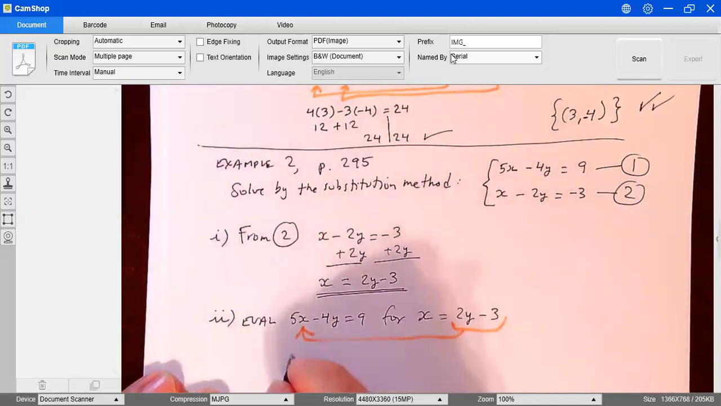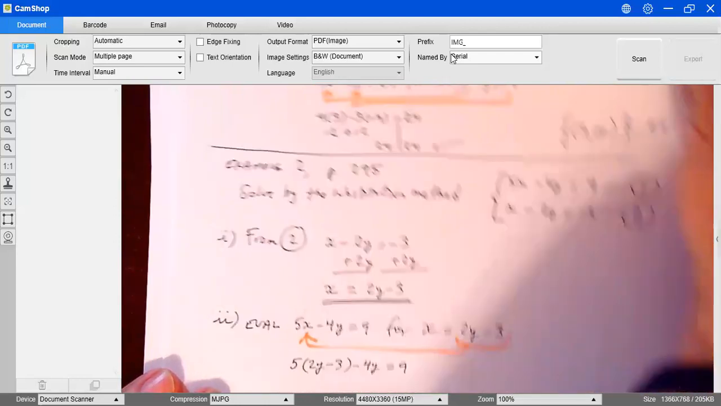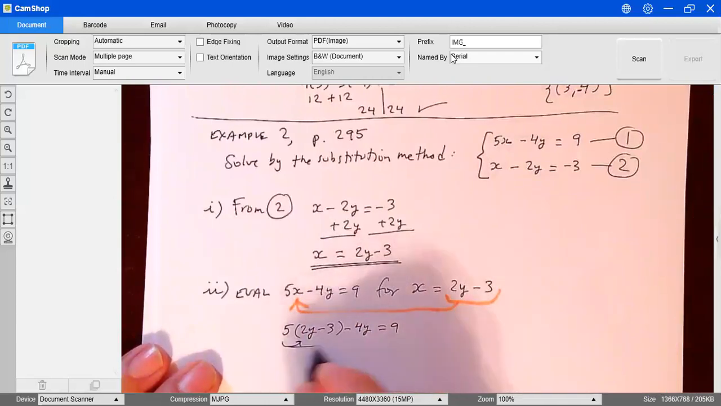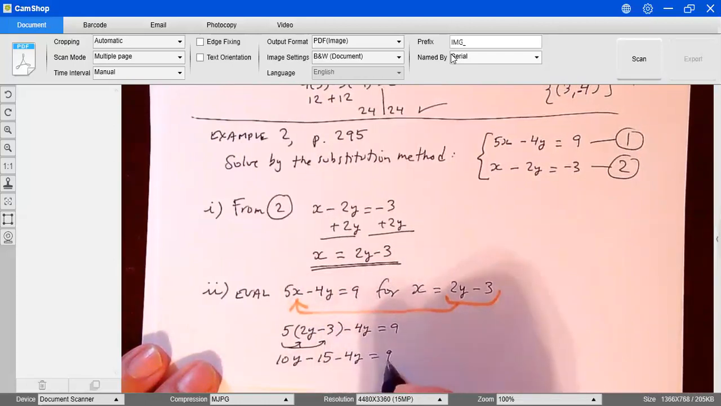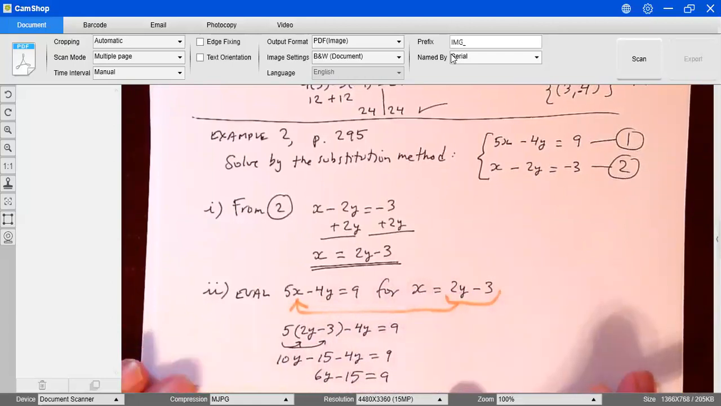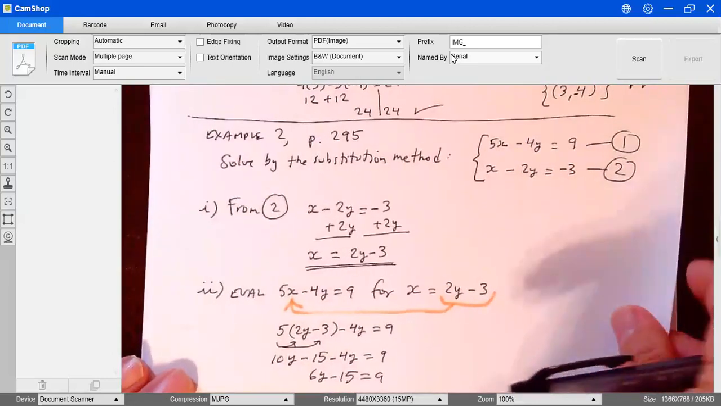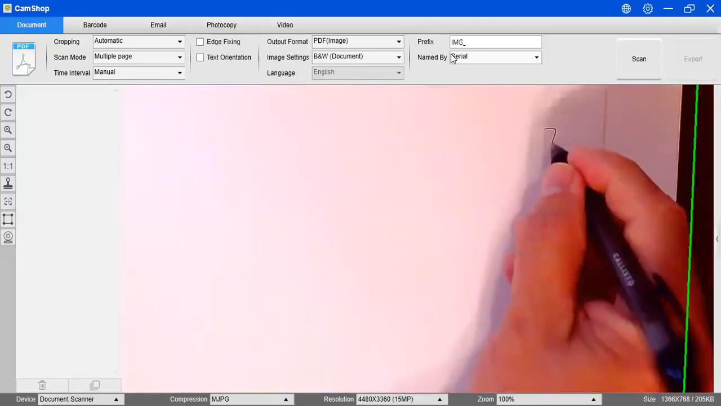So we're going to get 5 times 2y minus 3 minus 4y equals 9. This is going to be solved by using the distributive property. So we're going to get 10y minus 15 minus 4y equals 9. We combine like terms. 10y minus 4y is just 6y minus 15 equals 9. So the next step is we need to solve for y. So let's do that.